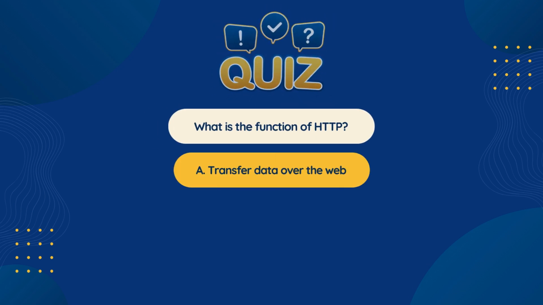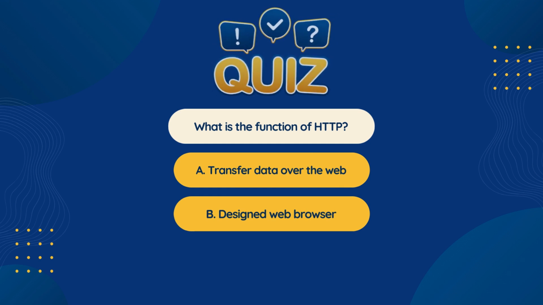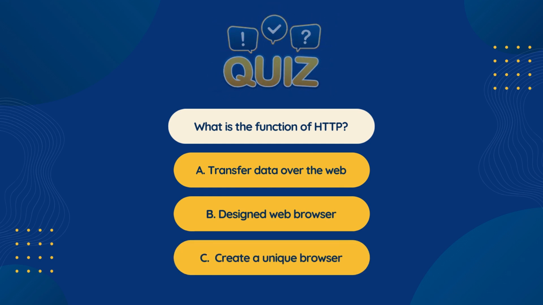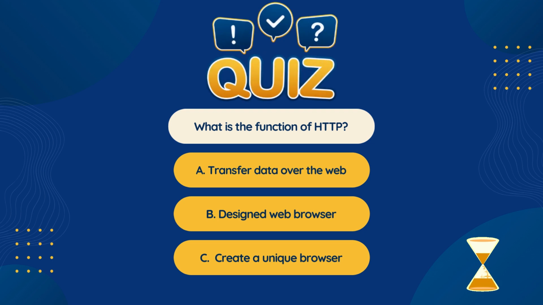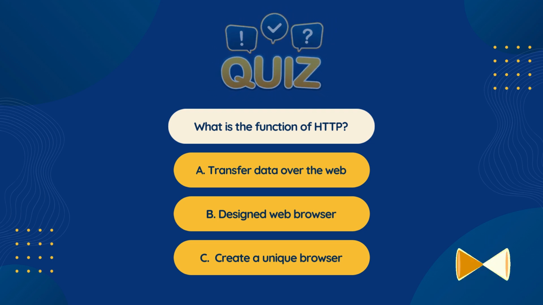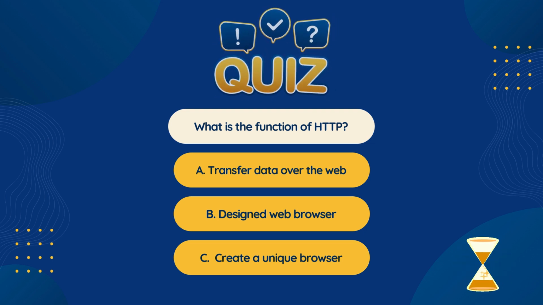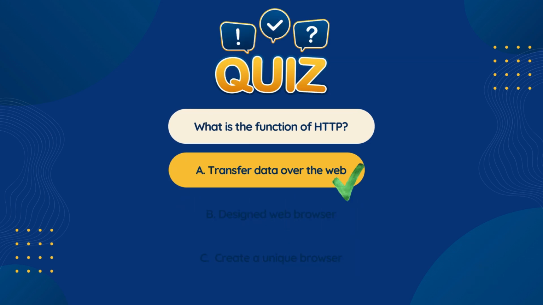Now let's see the second question. What is the function of HTTP? A. Transfer data over the web. B. Design web browser. C. Create a unique browser. Let's see the correct answer. The correct answer is A. Transfer the data over the web.